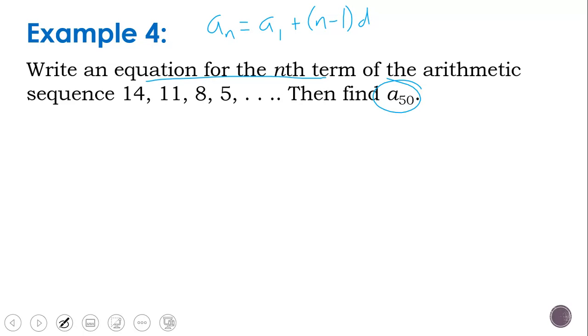So what is a sub 1? Let's write down what each part is. A sub 1 is our first term. In this case, it's 14. What is my common difference? I'm going down by 3 each time. My common difference is negative 3.